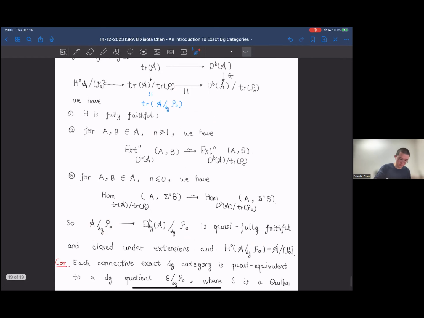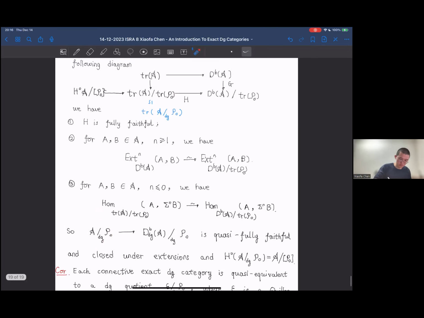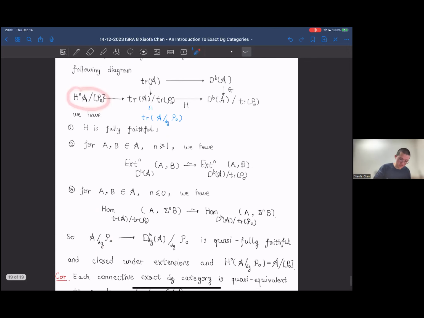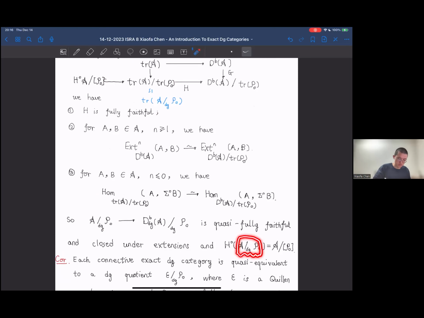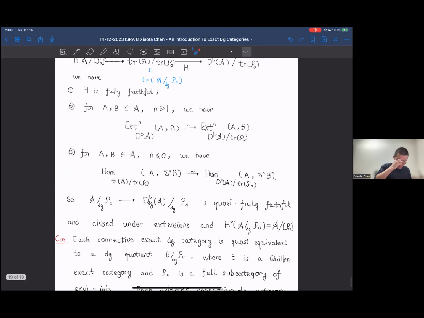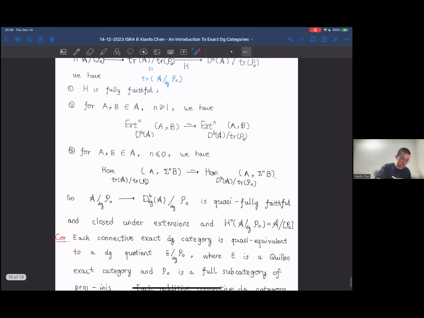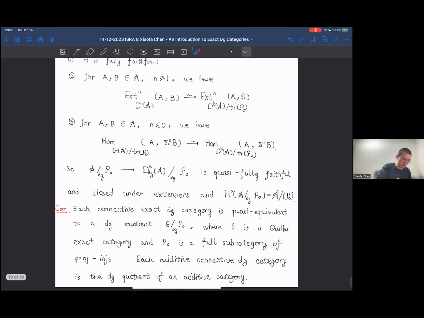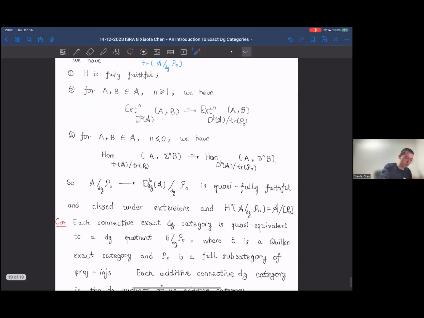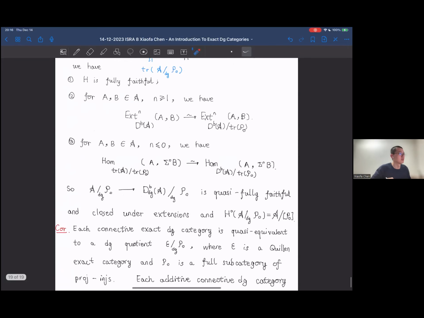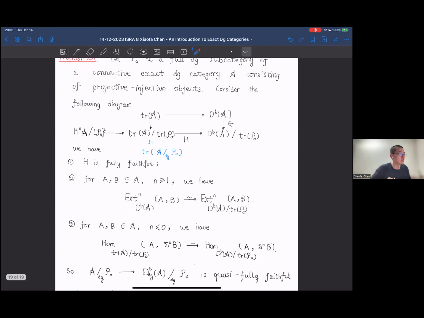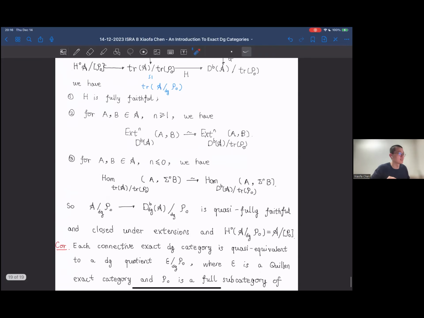So this DG category has a canonical DG structure, and this is a corollary of this proposition. Okay, I think I will stop here.